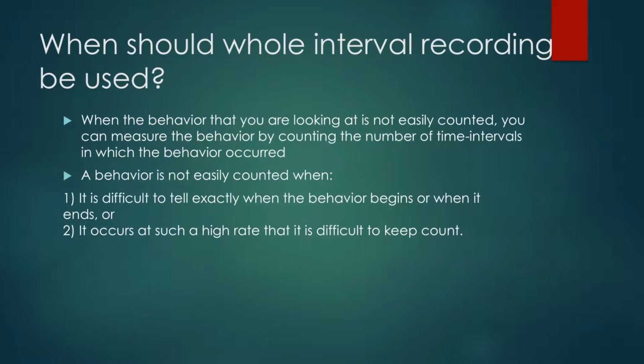So when should we use whole interval recording? That is, when the behavior that you're looking at is not easily counted, just like what I mentioned before. You can measure the behavior by counting the number of time intervals in which the behavior occurs. A behavior is not easily counted when it is difficult to tell exactly when the behavior begins or ends, or it occurs at such a high rate that it is difficult to keep count.